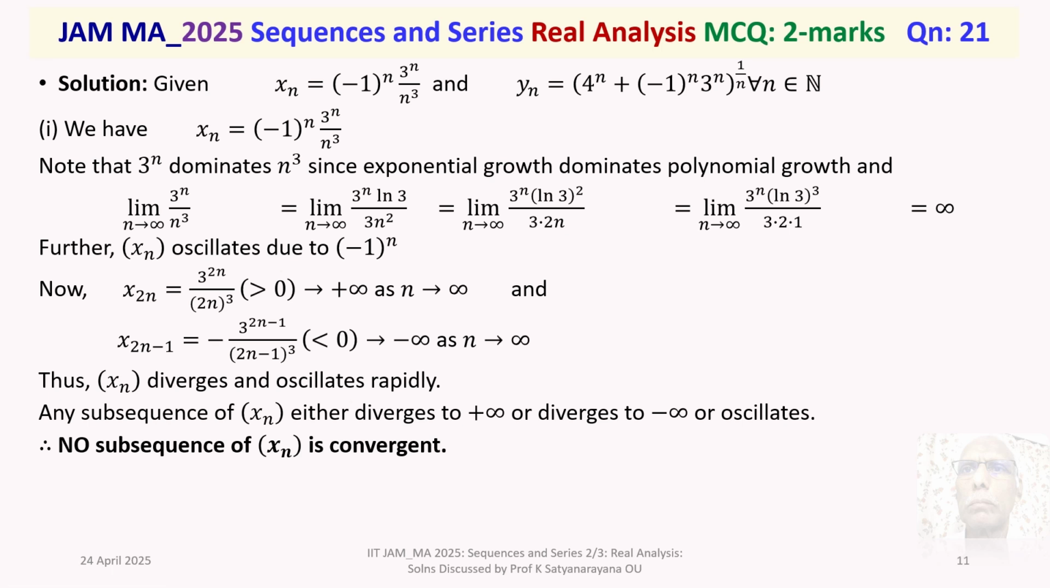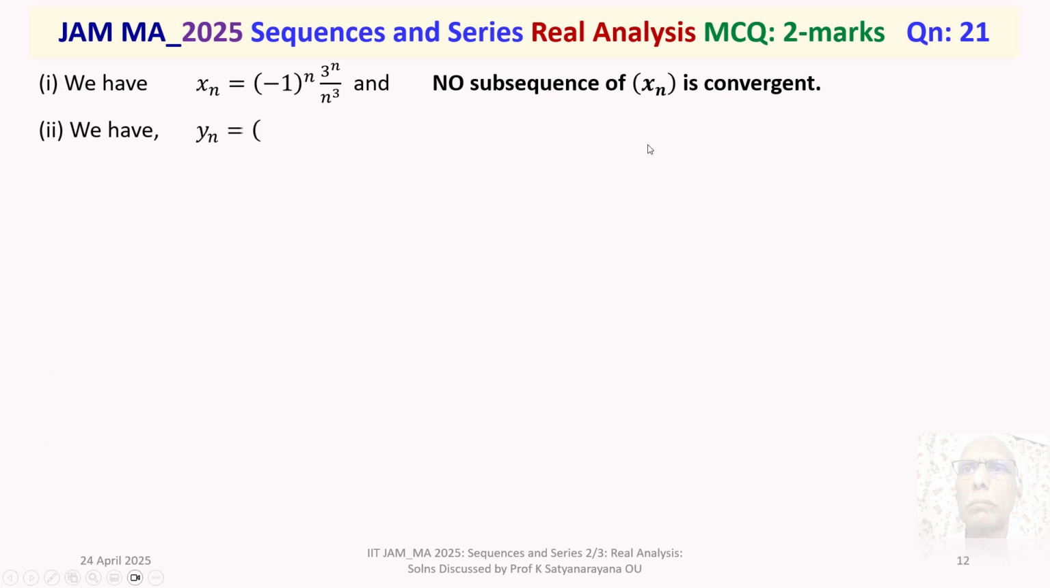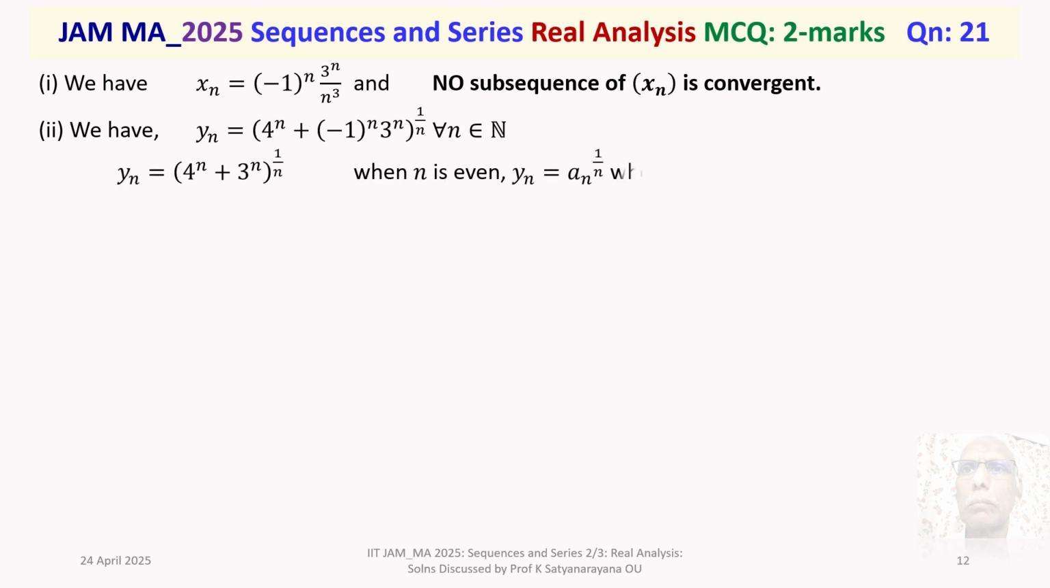Right. We move to the second sequence y_n and discuss the convergence of a subsequence of it. This is what we have seen. Case 2: y_n is (4^n plus (-1)^n times 3^n) whole to the power of 1 by n, n belongs to N. Now, we take n even.